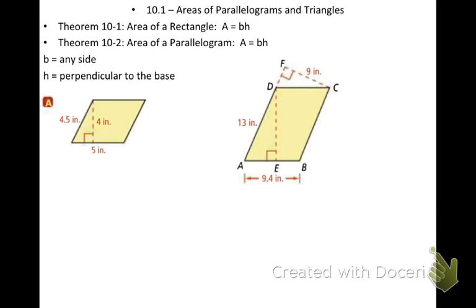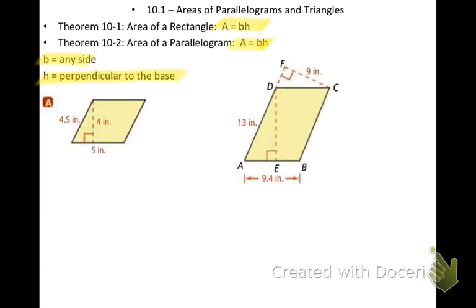Okay, today we're talking about the areas of parallelograms and triangles. First of all, rectangles and parallelograms. I'm going to have the same formula for each of them. I'm going to take my base and multiply it by my height to get my area. It's important that we figure out what my base is and what my height is. My base is going to be any side of my parallelogram, and then my height is going to be whatever is perpendicular to the base.